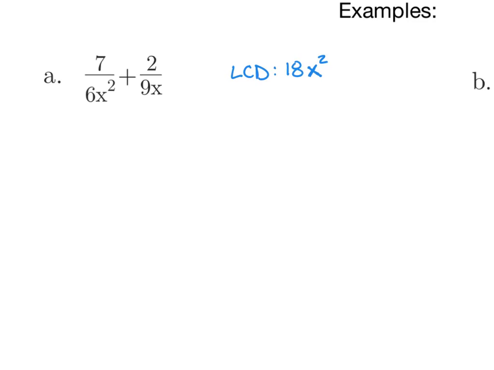All right, so now let's go ahead and see what we need to multiply by. How do we get from 6x squared to 18x squared? We need to multiply by 3. Whatever we do to the bottom, we do to the top. And so we end up with 21 over 18x squared.